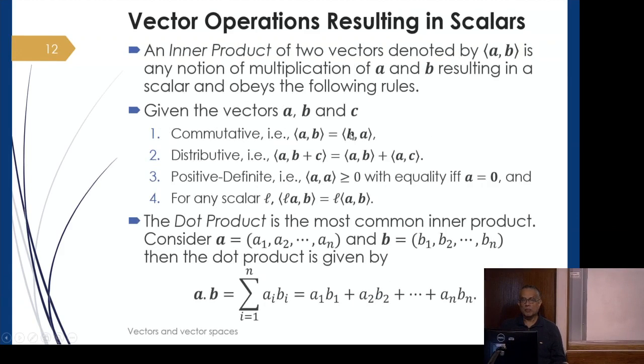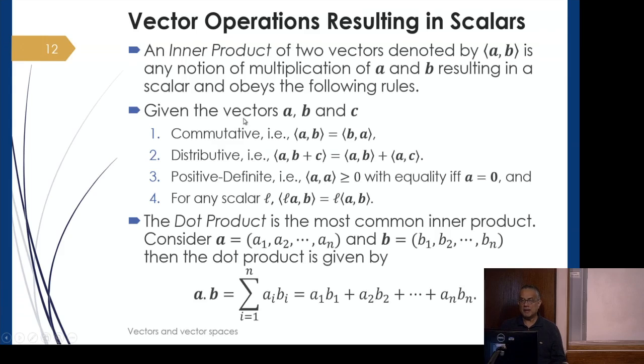Now a few more vector manipulations. An inner product of two vectors, and you usually write it as the inner product of A and B, with these angle brackets around it, is a very general definition. It's any type of what you would intuitively think of as multiplication of A and B, which follows some properties. And we'll just remind ourselves what those properties are.